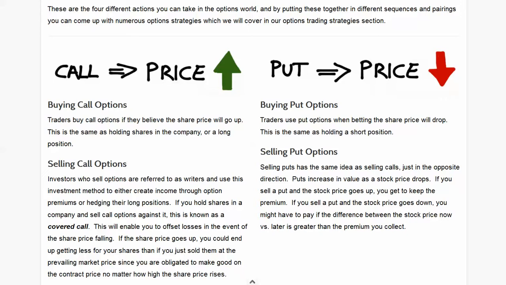Selling puts has the same idea as selling calls, just in the opposite direction. Puts increase in value as the stock price drops. If you sell a put and the stock price goes up, you'll get to keep the premium. If you sell a put and the stock price goes down, you might have to pay the difference. Now, one of the best things and one of the reasons I like option contracts so much is, unlike long or short positions, you always know exactly how much you're risking with every single option trade you make.